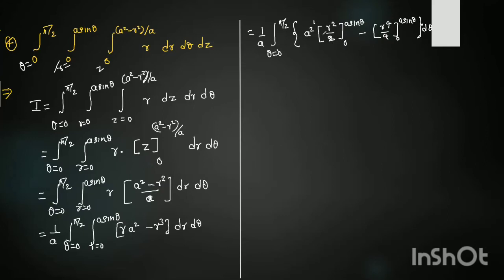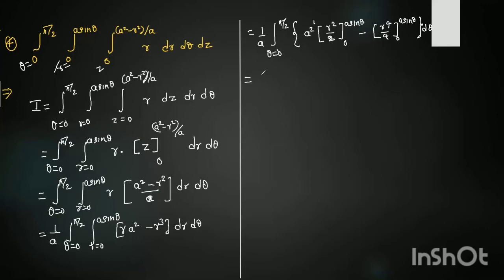Now you tell me, in place of r, if I substitute a sin theta, what will I get? a squared sin squared theta. Outside also a squared is there, so what can I write? In place of r, if I substitute a sin theta, I get a squared sin squared theta, and outside one more a squared is there. So it is a to the power 4 sin squared theta.